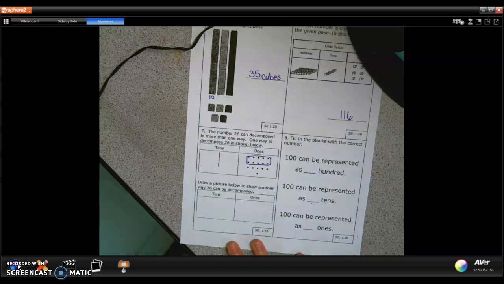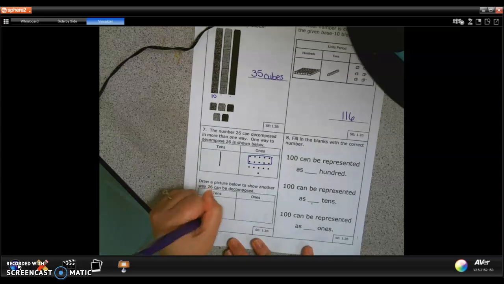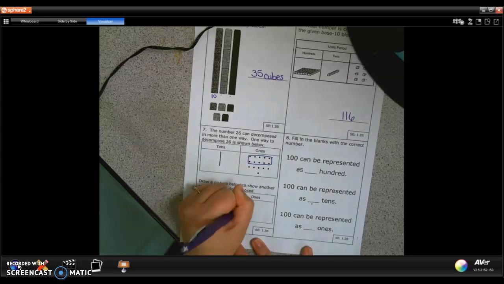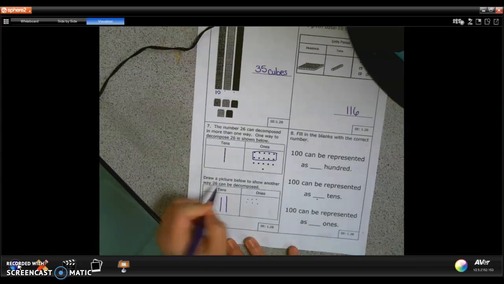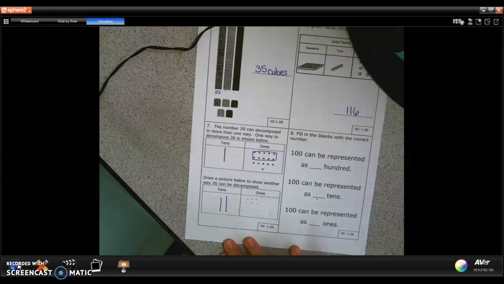There is more than one answer for this. You could have drawn 2 10s and 6 ones. You could have drawn 26 ones as well. Both would have been correct.